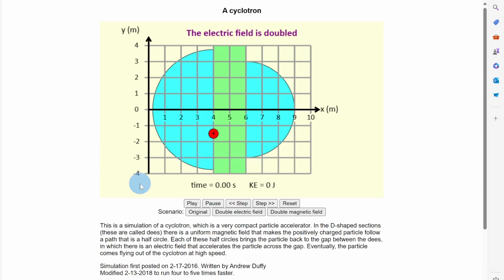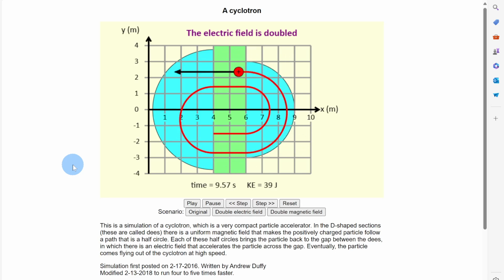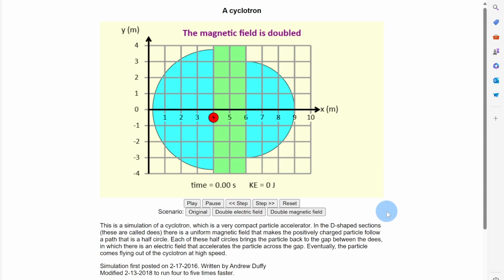And now we're going to look at what happens when we double the strength of the electric field instead. So this time we've got fewer spirals, we've got a higher kinetic energy of 60 joules compared to the 54 joules from before, and the particles were able to leave the accelerator in a much shorter time. And that's because if we double the strength of the electric field, then the particles will accelerate at a greater rate between the Ds.